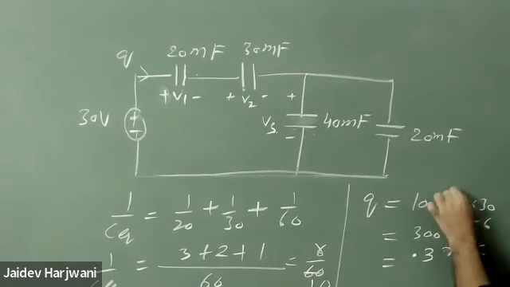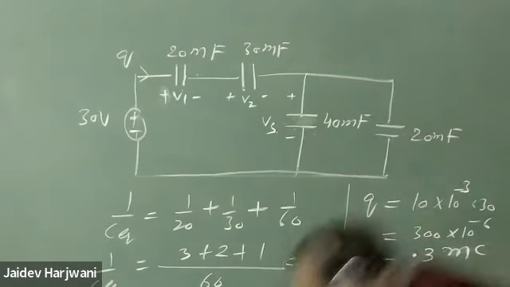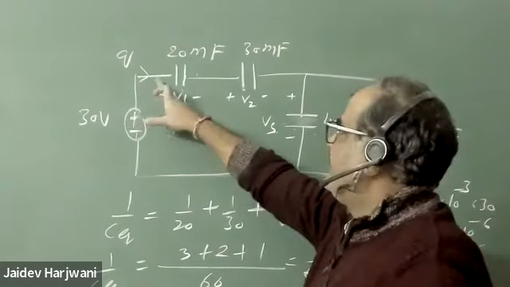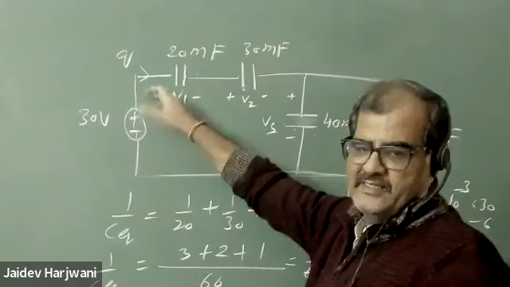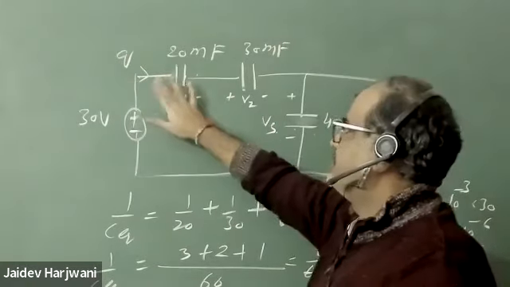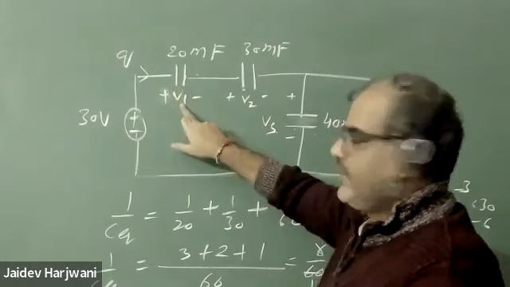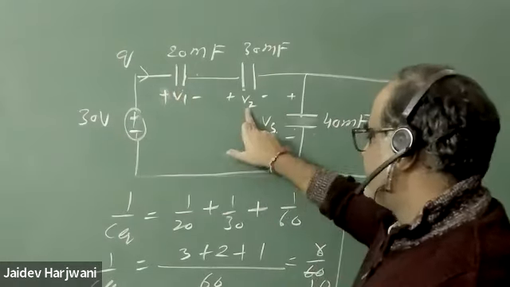Okay, so 10 raised to power minus 3, so this will be 0.3 coulomb. Only 0.3 coulomb charge is moving. Once I know how much charge is flowing, you can assume like current is moving in the circuit. So once you know the charge and you know the capacitor, you can find out V1, and you can find V2.